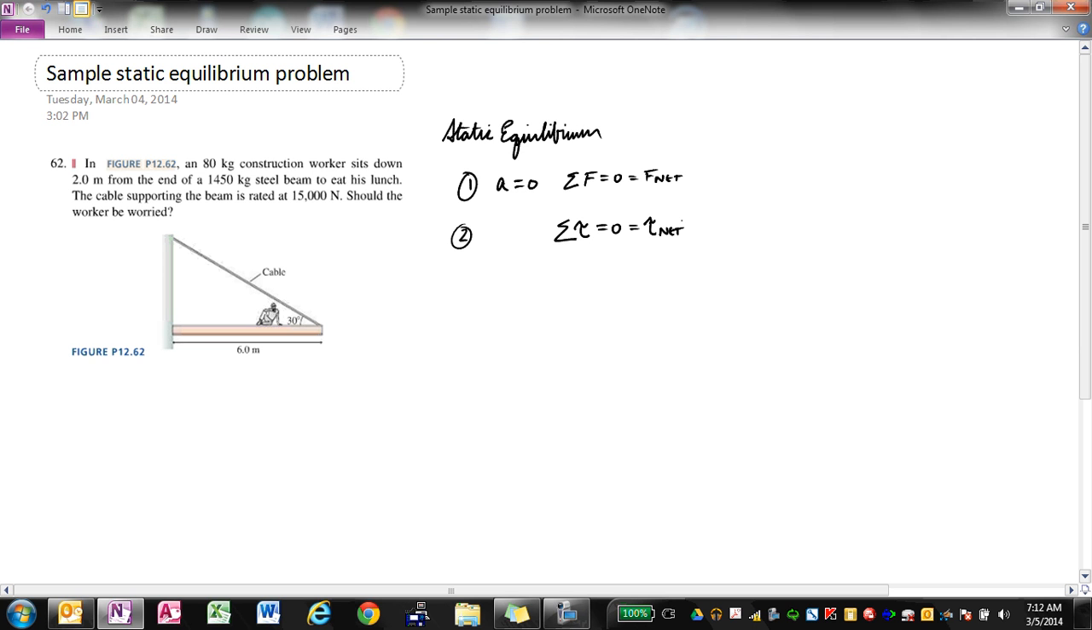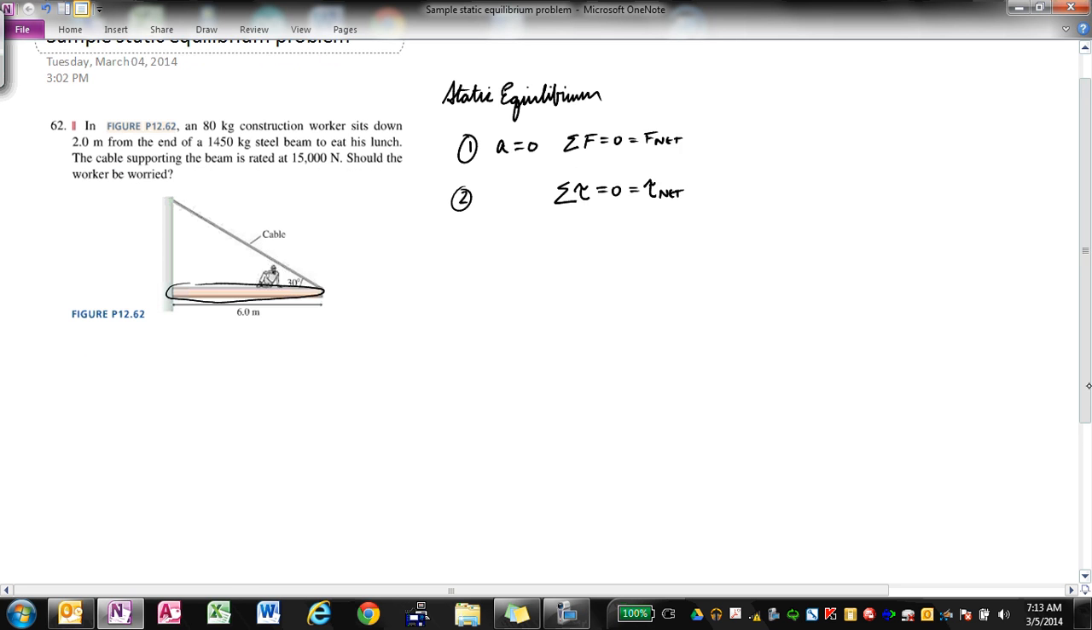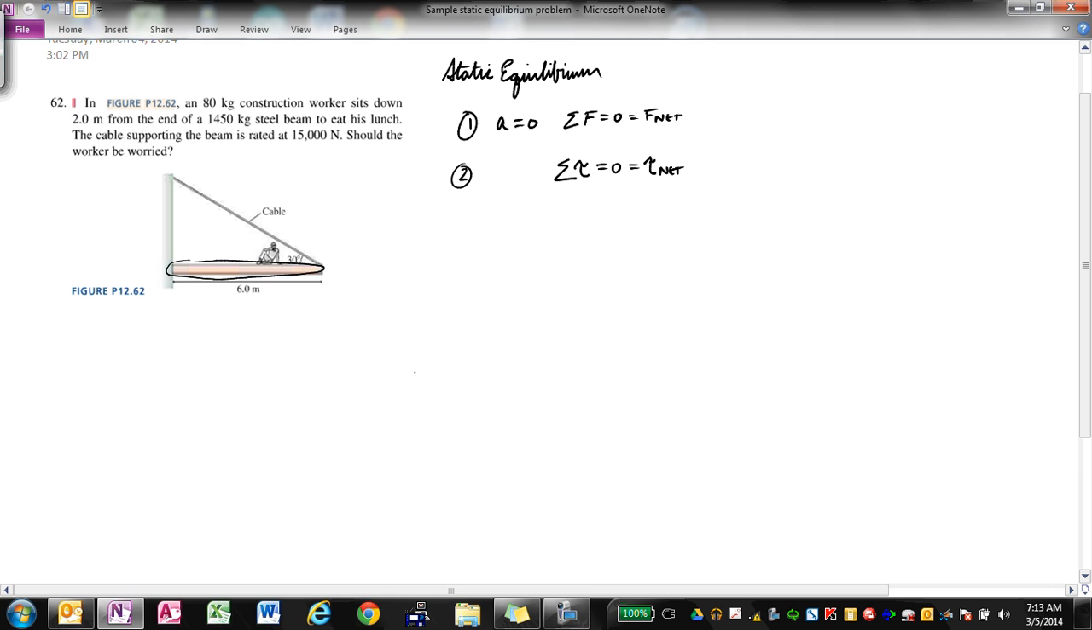Okay, so I'm just going to redraw this. The system that I'm going to pick is the beam right there. So if I redraw it a little bit bigger, my setup is going to look like this. Got the beam here. Got the person right there, and we have a cable. So in terms of forces, we have a tension force here.